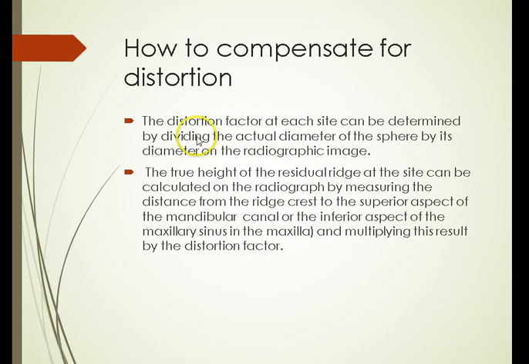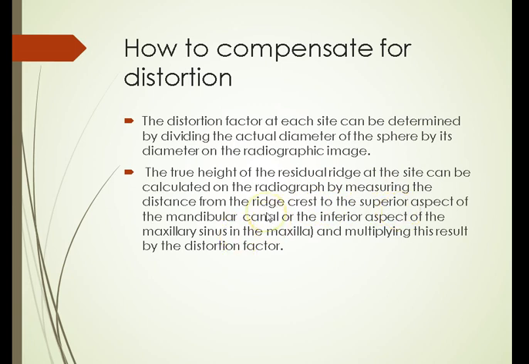So how do we compensate for it? The distortion factor at each site can be determined by dividing the actual diameter of the sphere, which in our case is 5 millimeters, by its diameter on the radiograph image. So if you have a 5 millimeter steel ball, you take your x-ray and see what the length is. If the length is 6 millimeters, then you know it's distorted by 1 millimeter. The true height of the residual ridge at the site can then be calculated on the radiograph by measuring the distance from the crest, which is the top, to the superior aspect of the mandibular canal.